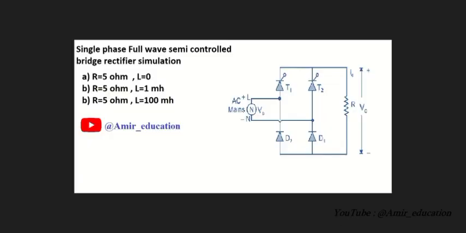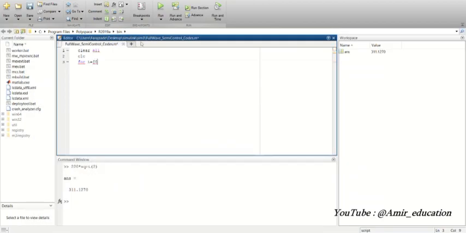As you can see, our resistance is constant, but our inductance is not constant. 0, 1, 100.